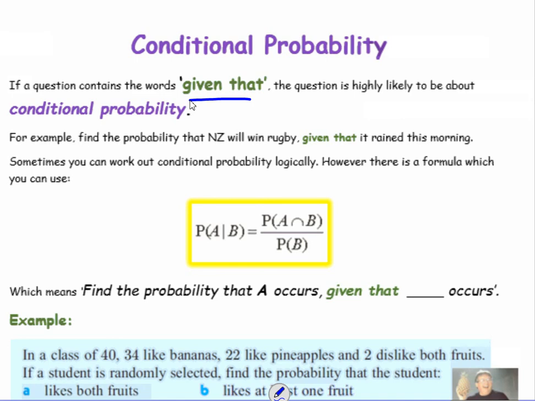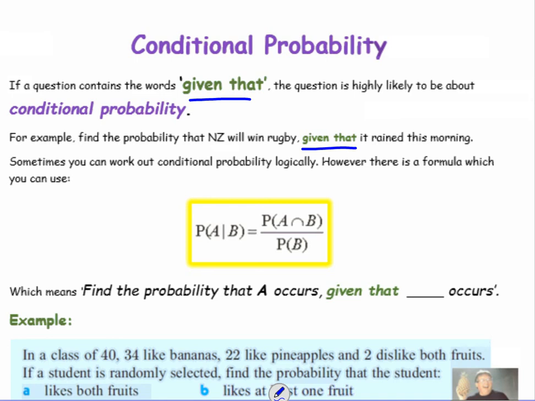For example, find the probability that New Zealand will win the rugby given that it rained this morning. Sometimes I notice the words given that are in there, which means it's conditional probability. Sometimes you can work it out logically, just according to what makes sense in the real world. However, there is also a formula that you can use.